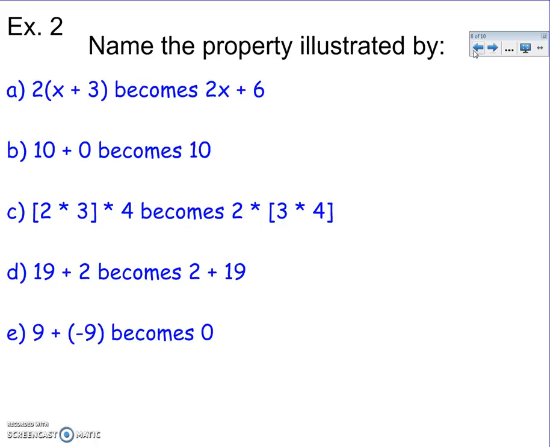So let's try this. Just name the property illustrated by these. Well, for A, I start with this, I end with this. What happened? I just distributed. So this is the distributive property.